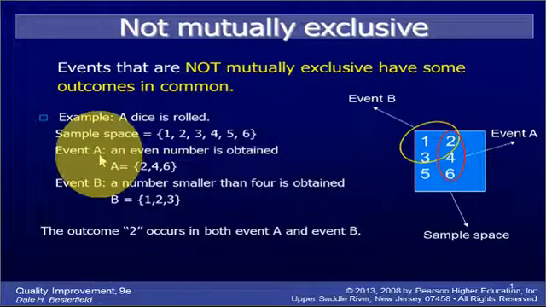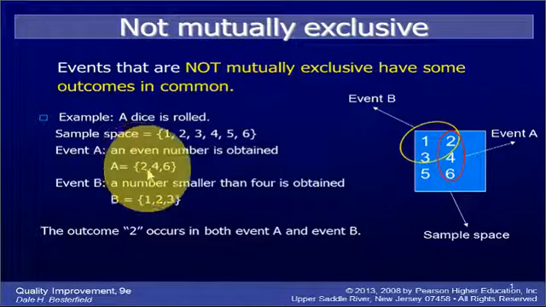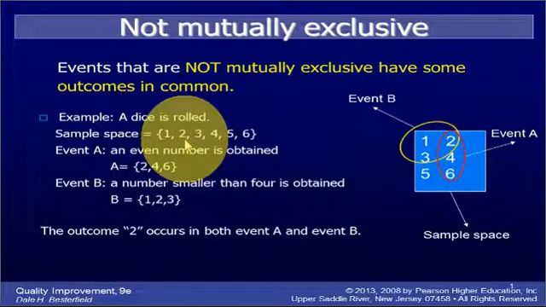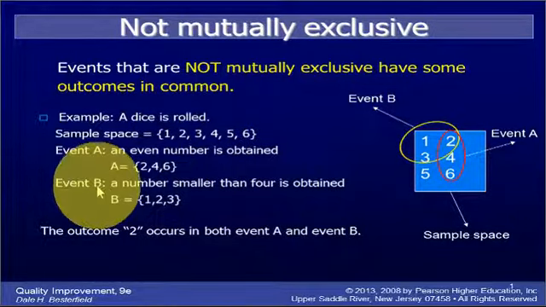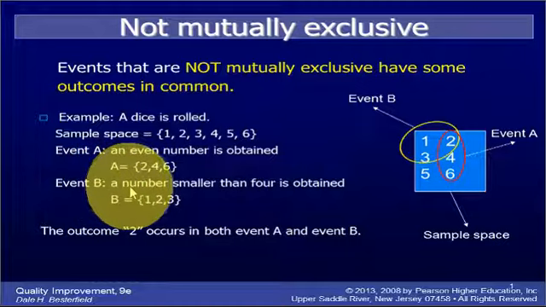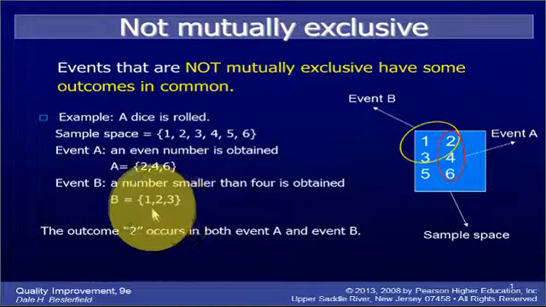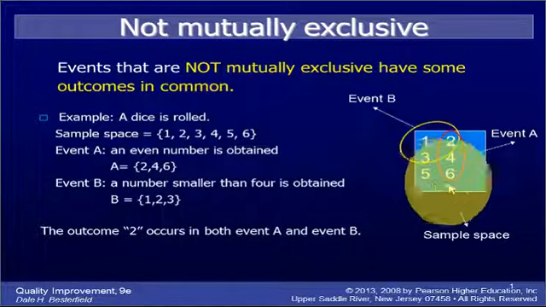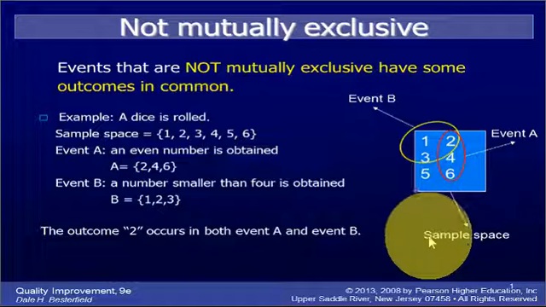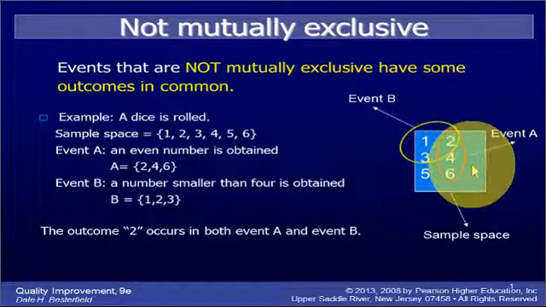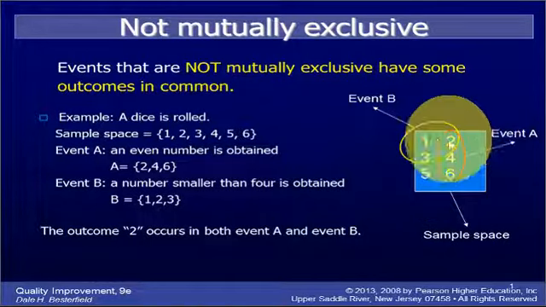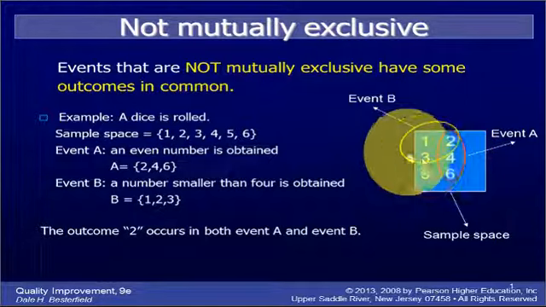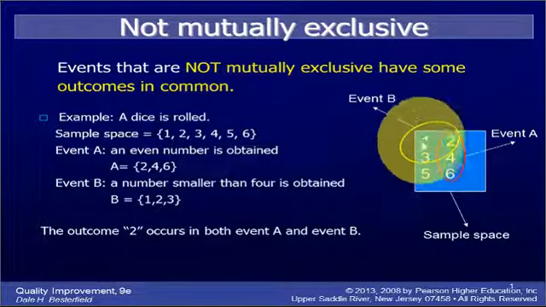And the event A is defined as an even number is obtained, so A equals 2, 4, and 6. A collection of the outcomes, also a subset of the sample space, right? And then event B is defined as a number smaller than 4 is obtained. Therefore, the event B equals the set of outcomes containing 1, 2, and 3. So here, this blue square stands for our sample space, all these 6 outcomes, and this white circle stands for the event A. So event A comprises the 3 outcomes, and this event B comprises these 3 outcomes.